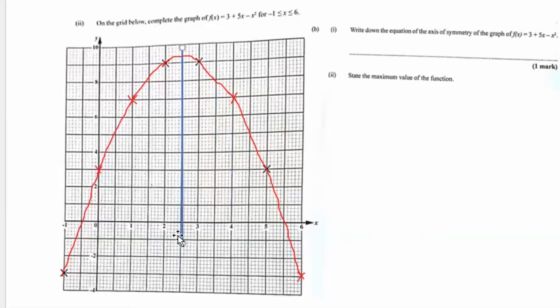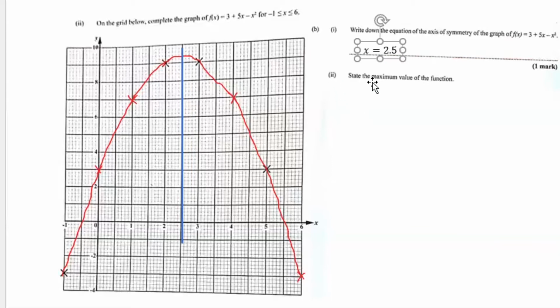So this is between 2 and 3. Therefore, my axis of symmetry, and remember it says equation. Whenever you see equation of the axis of symmetry, we know that we are actually writing an equation, meaning there's an equal sign there. So the axis of symmetry will be x is equal to 2.5. That is basically the x value there.